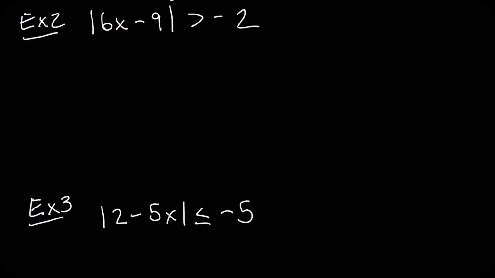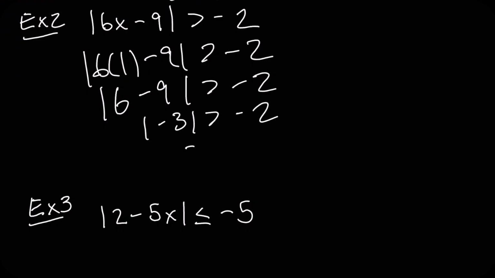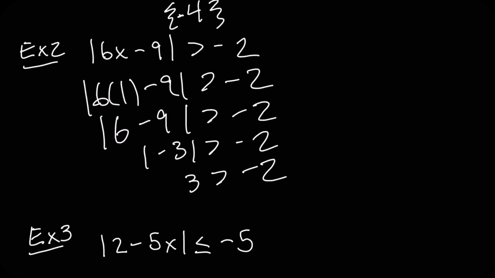If we plug in a 1, so absolute value of 6 times 1 minus 9 greater than negative 2, we'll have 6 minus 9 greater than negative 2, which would be the absolute value of negative 3, which would be a 3 greater than negative 2. So it doesn't matter what number we plug in here. We could literally plug in 1,000, and for x we could plug in negative 1,000.